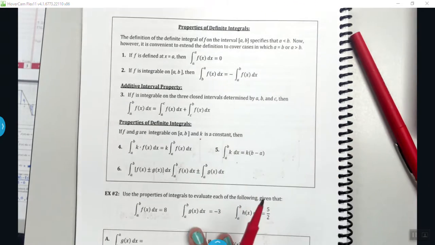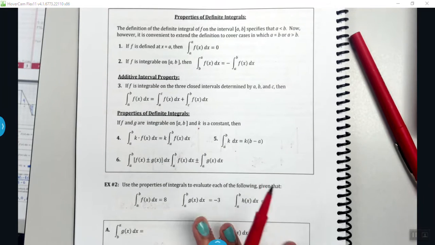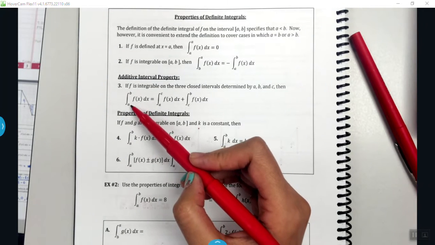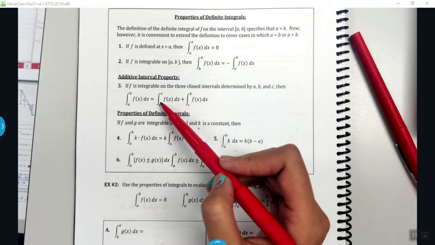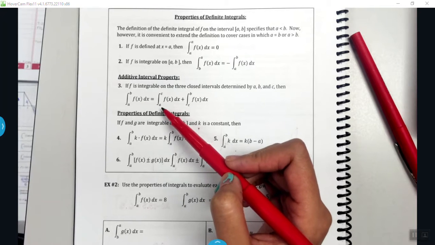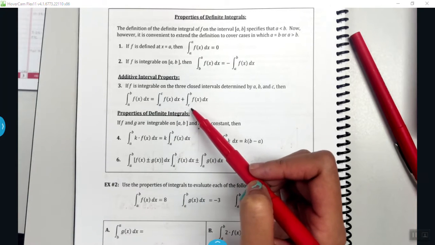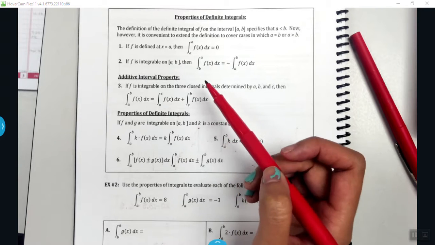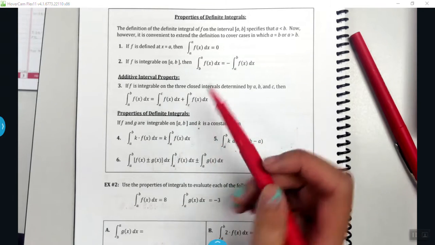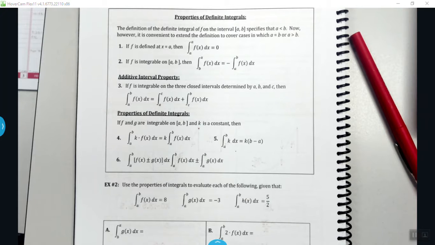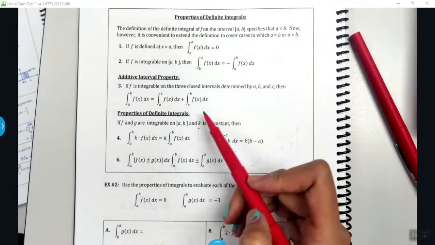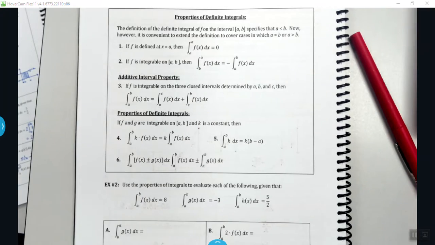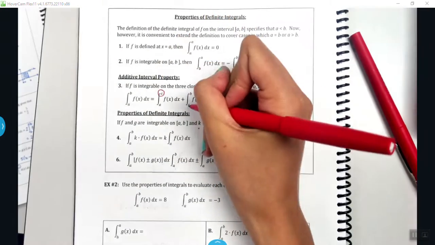Okay? We just did this additive interval property. The integral from a to b of f of x is equal to the integral from a to c of f of x plus the integral from c to b of f of x. C does not have to be in between a and b. C can be completely outside of a and b. But it will still be equal as long as these two values are the same.